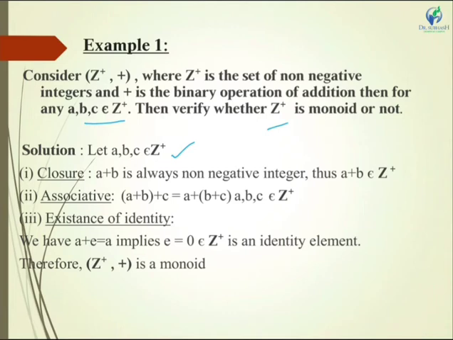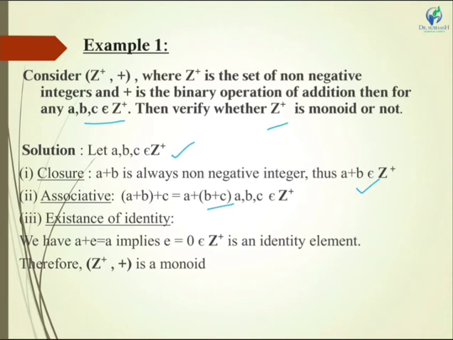Now first is closure property. For closure, if we take any two positive elements, then their addition will always be positive. This is true for all positive integers. So we can say that closure is satisfied. Next is associative. Now for all positive numbers and for addition, the associative law will always hold true. You can take any three positive integers and verify this property.